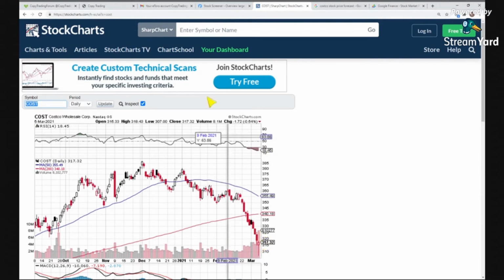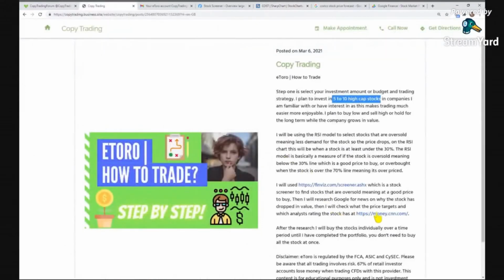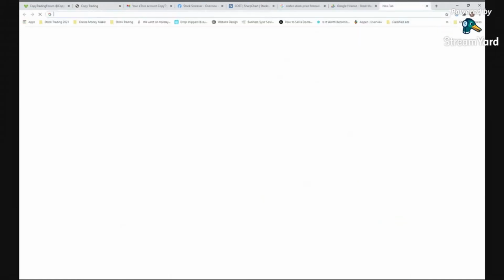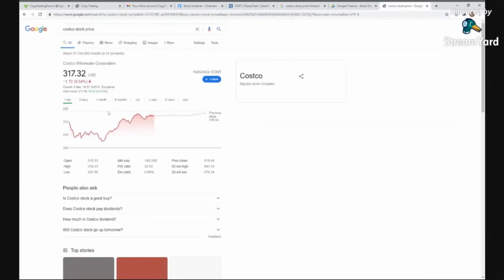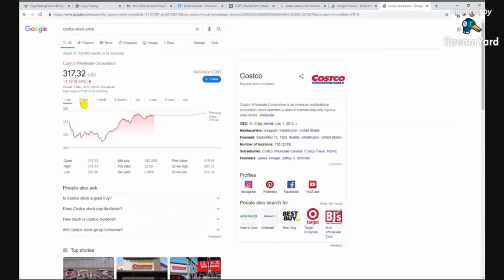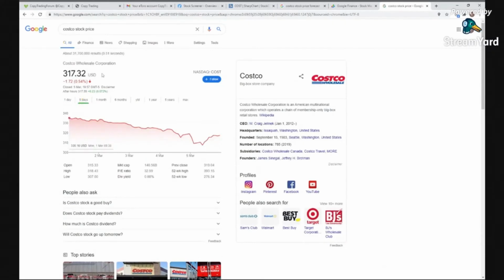So how do I do that? As I was saying, I use money.cnn.com to see what the analysts are saying and what the analyst price target is. So all I do is go to Google, type in Costco stock price, and click into that. It's a really useful chart, and it's really easy to view there. You can see over the last 5 days it dropped to 307, but it's starting to rise back up. And after hours, it's up 23 cents. So it could be a sign that it's going up.